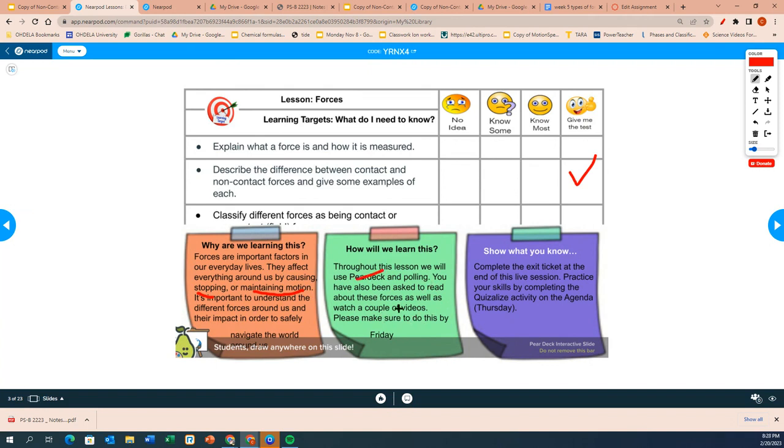You'll also be asked to read about the forces as well and watch a couple of videos. Make sure you do this by Friday, we'll have the quiz on Friday. Okay? So complete exit tickets, and that will be important. You get some extra points for that.